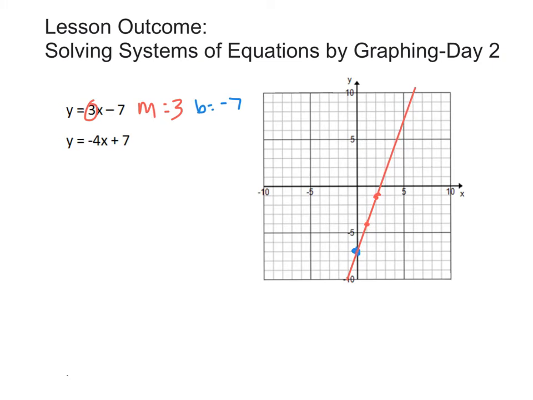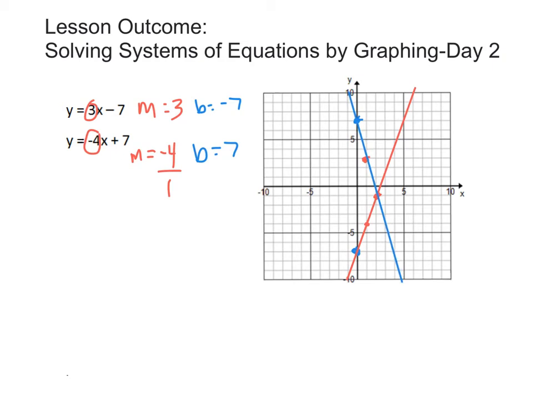The second line, we're going to do the same thing. We need to use our slope, which is m equals -4, and b is 7. So we're going to begin at 7. Now this time it's 7 on the y-axis up here where it's +7. And our slope is -4. And remember that means we're going to go down 4 and right 1. Down 4 and right 1 will get us to this point right here. And down 4 and right 1 again to here. So now we can go ahead and graph that second line. And there's our second line.